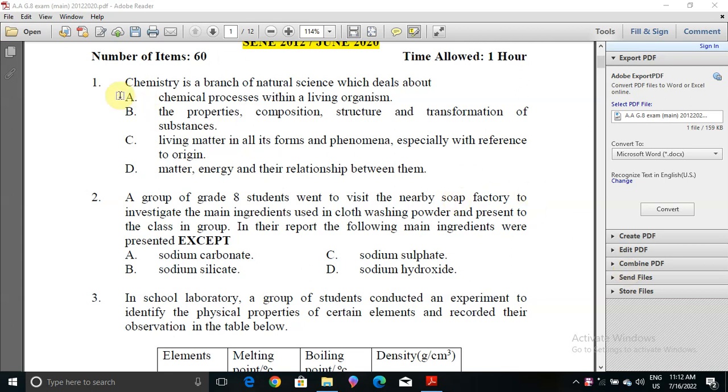Now the first question is asking: chemistry is a branch of natural science which deals about what? Chemical processes within a living organism, or the properties, composition, structure and transformation of substances or living matter in all its forms and phenomena, especially with reference to origin or matter, energy and the relationship between them. The correct answer is the properties, composition, structure, and transformation of substances. Chemistry deals about these things.